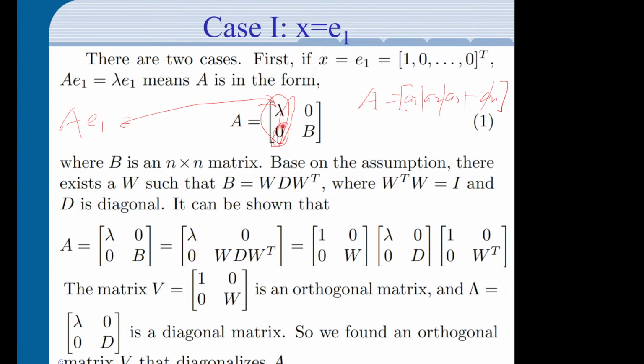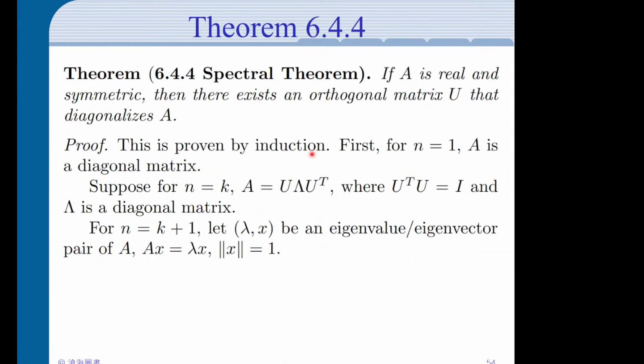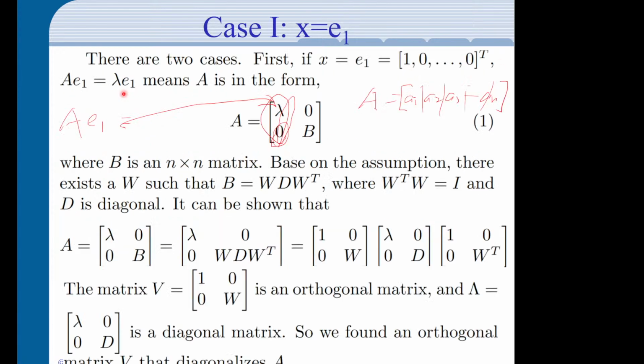So then we know all those things are 0 here, just because AE1 equals lambda E1, and then also we remember A is a symmetric matrix. So now we use that A is a symmetric matrix. Let me try to draw this better. A is a symmetric matrix. That means if those things are 0, then those things need to be 0.